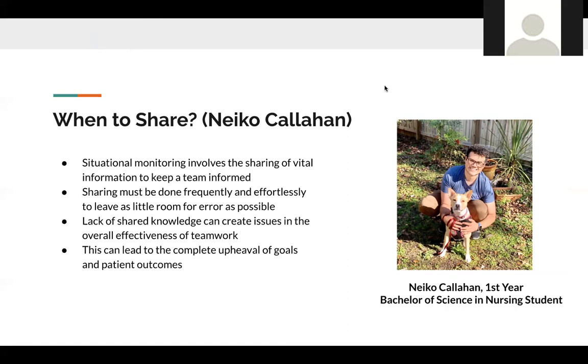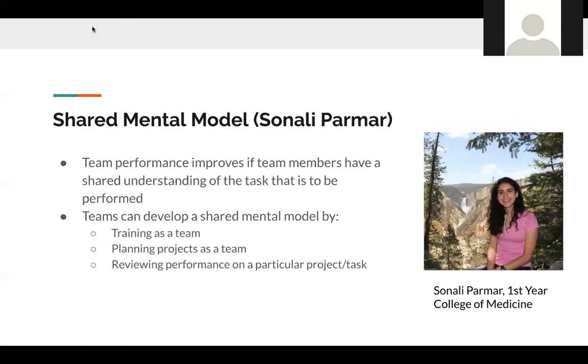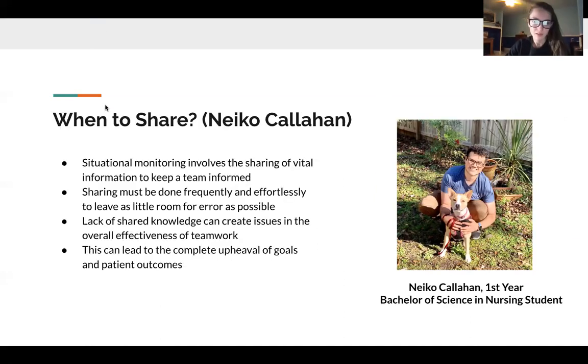Lack of these meetings will create confusion in the team. It is vital that everyone knows what team members are doing and any updates that have come in, in order to avoid possible disturbances to goals and patient outcomes.